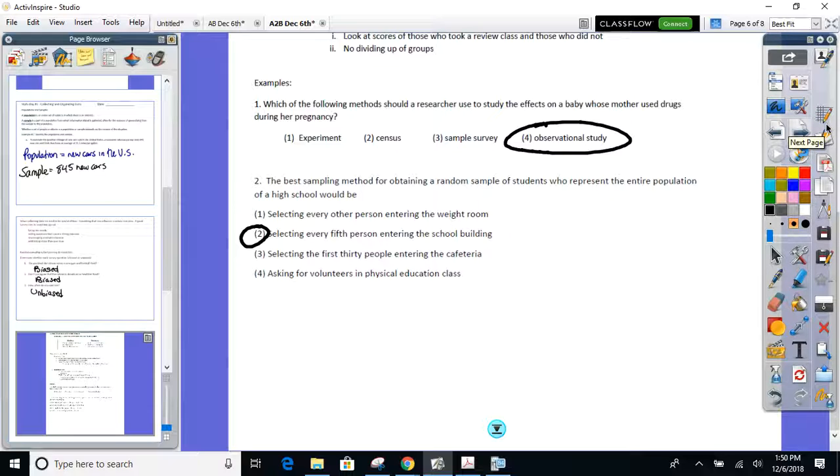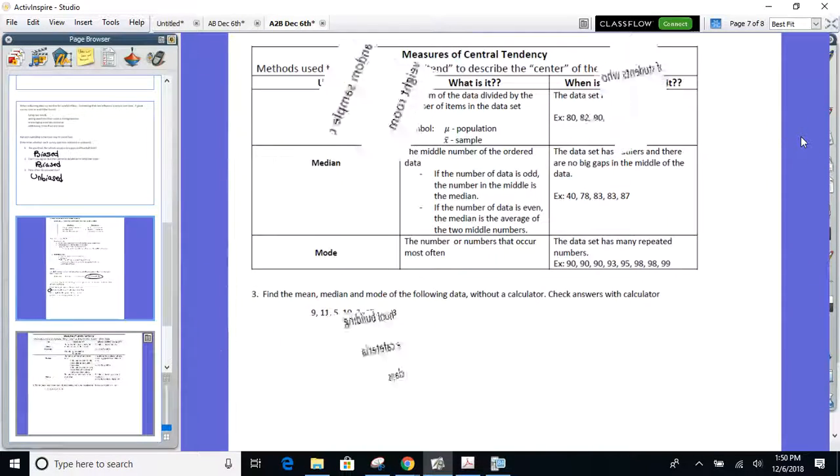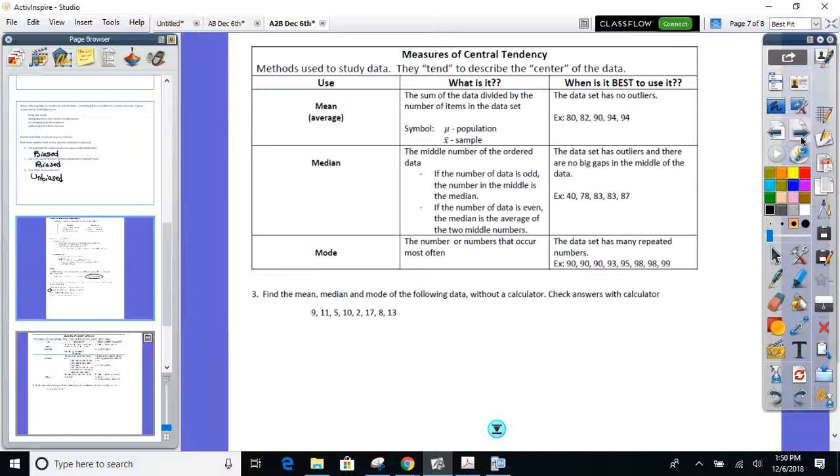All right, everyone good there? Because here's where you're going to make your money today. Mean, median, and mode. Ah, the good old days, right?